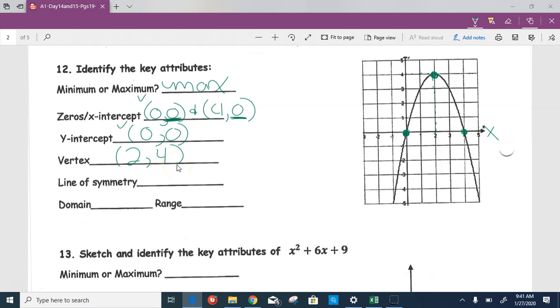Our line of symmetry is the line that goes through the vertex that cuts your graph in half. So this line right here hits the x-axis at +2. So the line of symmetry is at x equals 2.